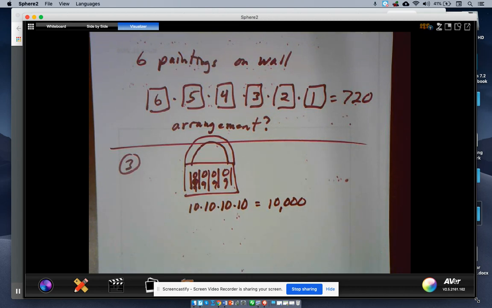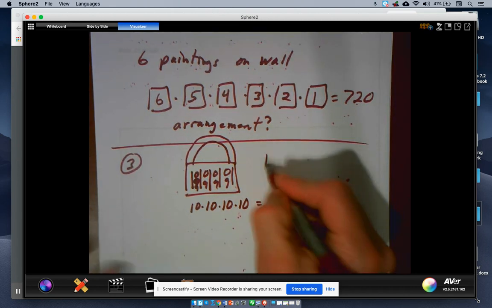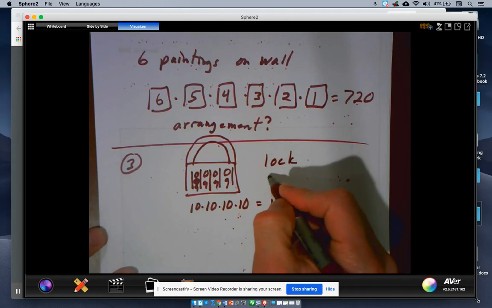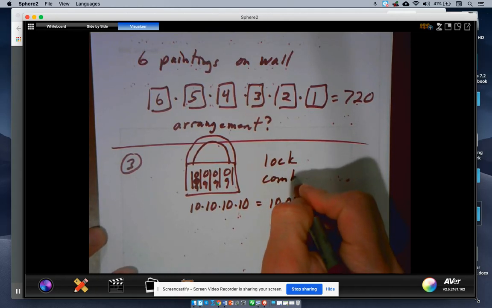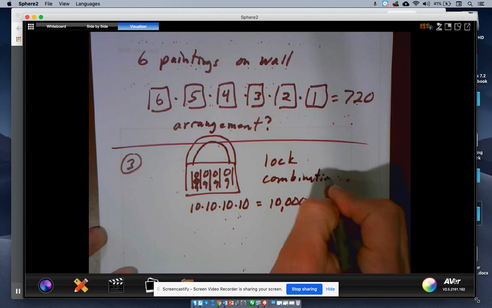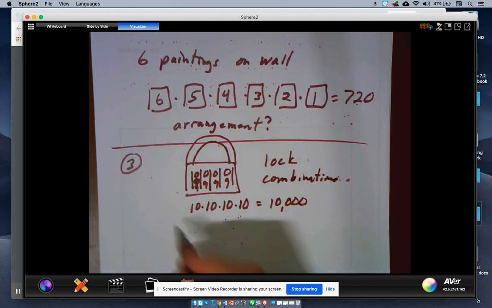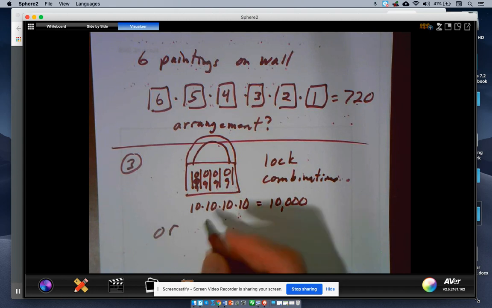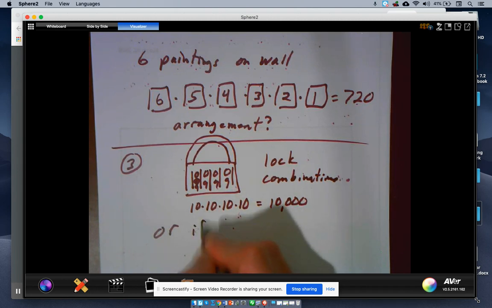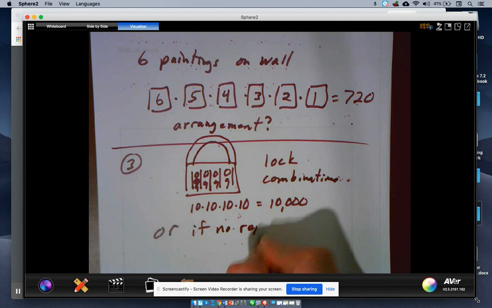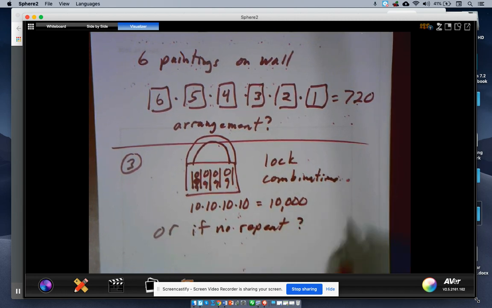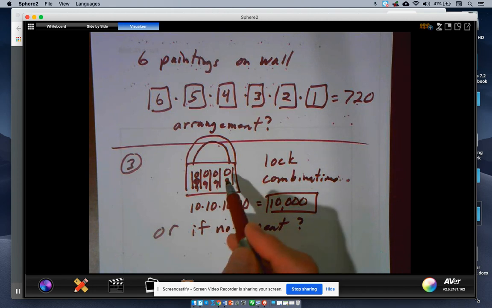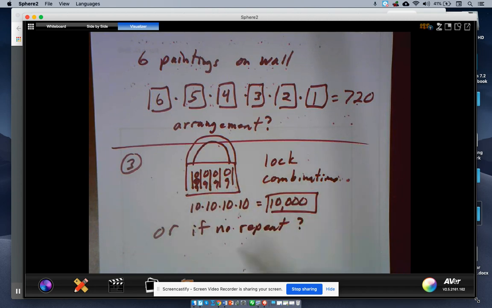Now let's change the problem a little bit. So this was for a lock, lock combinations. Let's change it to a new one now. What if I couldn't repeat? All right, so that was my answer if I could repeat numbers, like I could have 0, 0, 0, 0, that was okay, or 2, 2, 2, 2. What if I couldn't repeat?